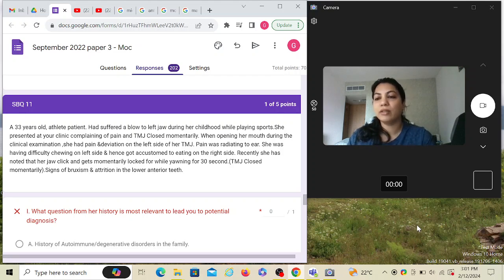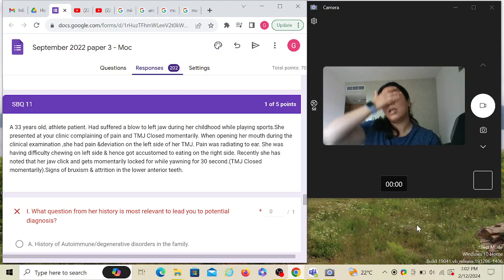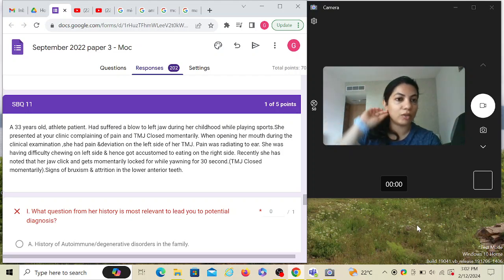The question is: a 33-year-old athlete patient. Athlete is important here. That means this patient plays sports. Sports can involve high-intensity things which can result in high-impact, damaging injuries. So that's why athlete patient is mentioned. They could otherwise have mentioned any other patient also.